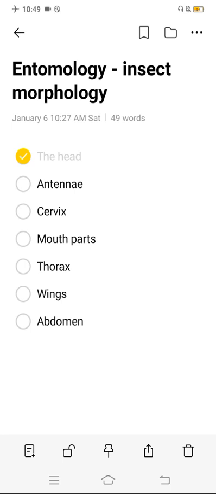Next is about head skeleton. The head of the insect loses its primary segmentation during the post-embryonic development. Due to enormous sclerotization, the head becomes a hard skeletal capsule. It bears externally a set of sensory and gnathal appendages.